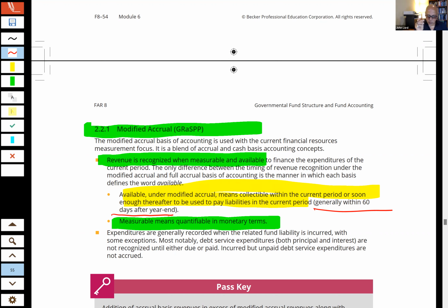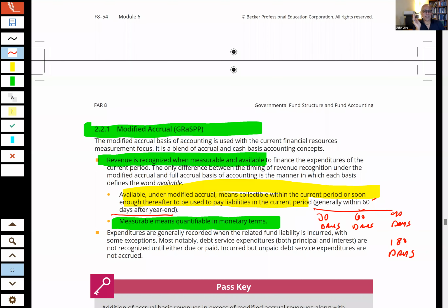Now, 60 days is probably the most common, okay? But it could be 30 days, could be 60, could be 90 days. I've seen some governments where they'll say, hey, we still consider it available at 180 days, okay? So you have to look at the CPA exam question, and if they tell you they use 60 days, then something's still going to be considered what? Available if it's collectible within 60 days, and that's the most common.